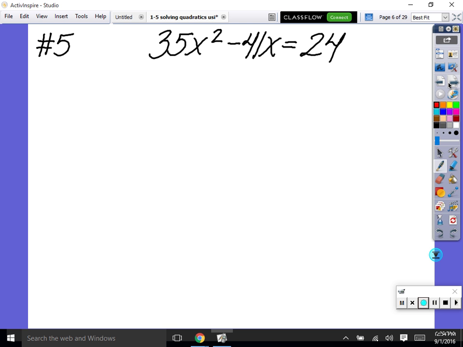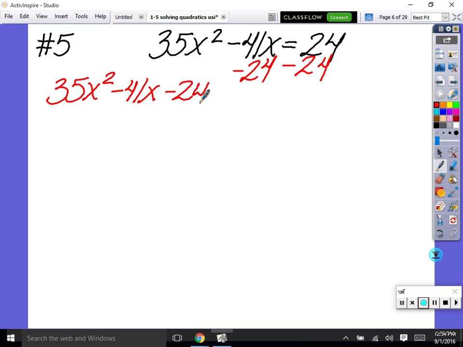As is, we cannot solve by factoring. We need to make sure it's equal to 0. So we're going to subtract 24 from both sides. So we have 35x squared minus 41x minus 24 is equal to 0. Now I always check, is there something I can factor out right here, right now to make this smaller? And no, not quite. I mean, like 41, I don't think anything goes into 41.